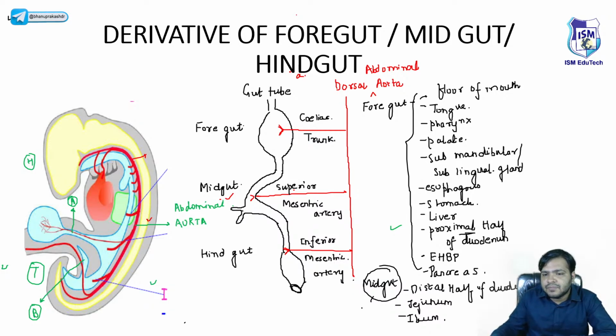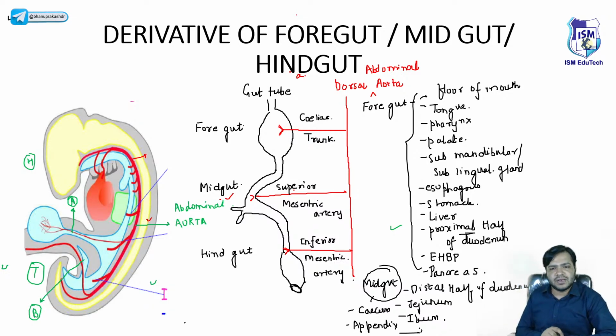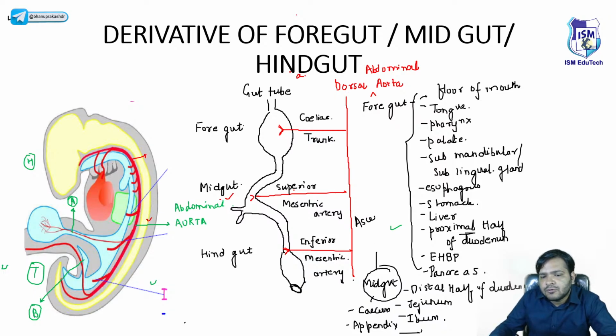and we have the cecum and appendix. All they are derived from the midgut. Now coming on to the, okay, yeah, one more thing. In midgut, you should remember we have ascending colon, and we have transverse colon. Transverse colon and transverse colon only right 2/3.